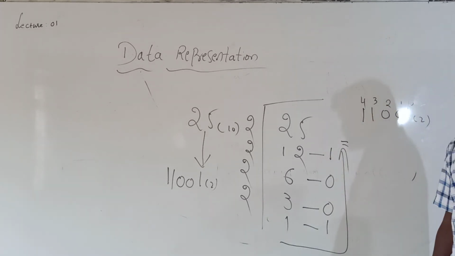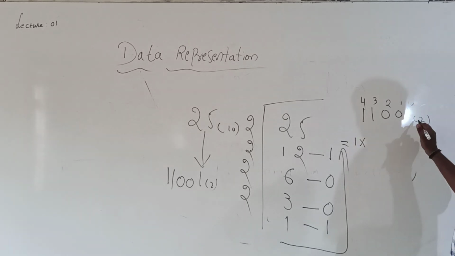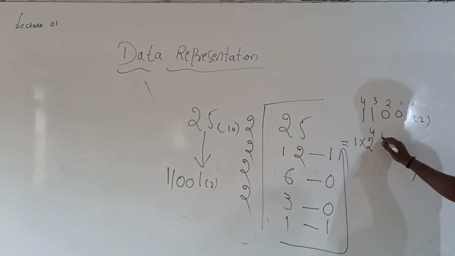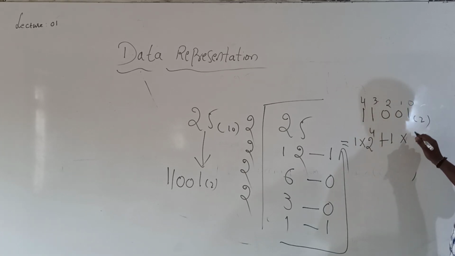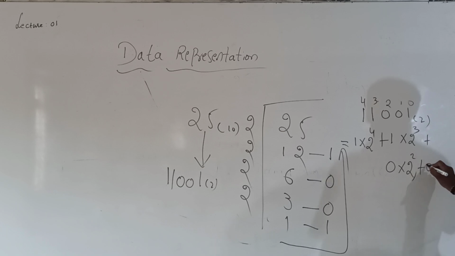So after mentioning the powers, here 1 is there: 1 into the base of the binary, which is 2, 2 to the power of 4, plus 1 into 2 to the power of 3, plus 0 into 2 to the power 2, plus 0 into 2 raised to 1, plus 1 into 2 raised to 0.